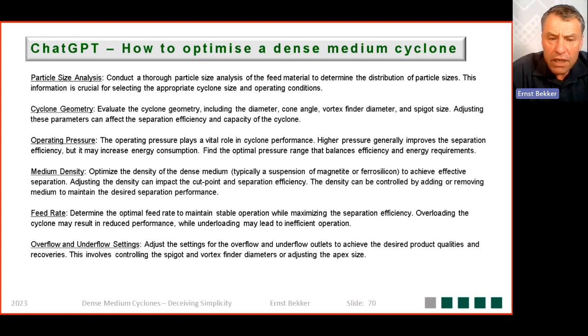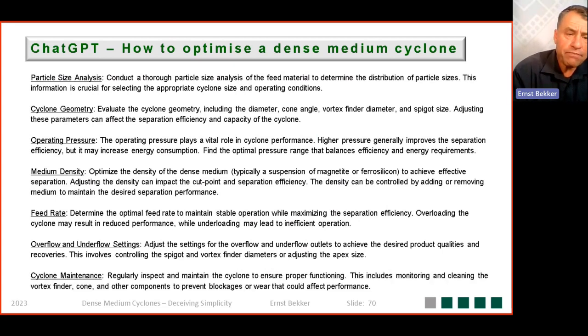Overflow and underflow settings. Adjusting the settings on the overflow and underflow outlets to achieve the desired product qualities. And it indicates here controlling the spigot and vortex finder diameter to control the quality. That is absolutely nonsense. We don't adjust the spigot and vortex finder on a dense medium cyclone. We do that on a hydrocyclone. We adjust the dimensions to accommodate for the yield changes within the washability.